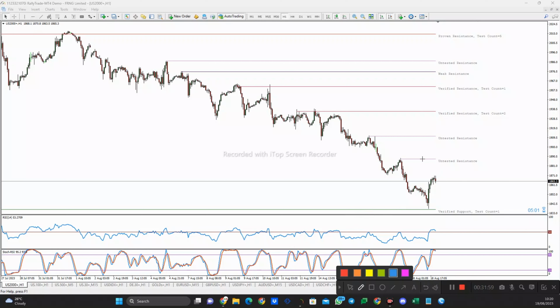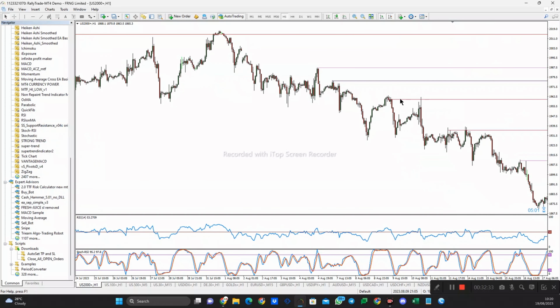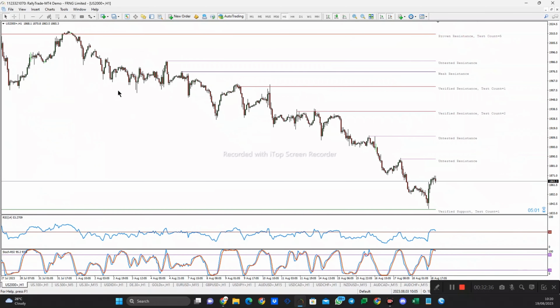I'm going to be using my support and resistance indicator, right? I have a support and resistance indicator that helps me bring out all these resistances and supports that you see here. They are automatic. I don't draw them, they are automatically drawn. This is it here. If I was to delete this indicator, you would not see these lines anymore. That means I'll have to start drawing them manually by myself.